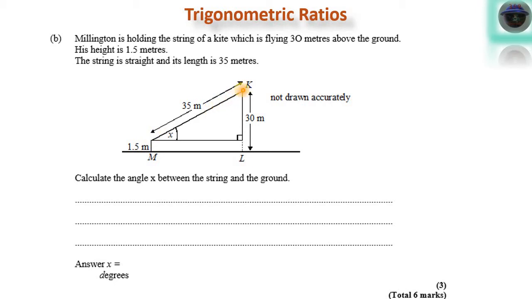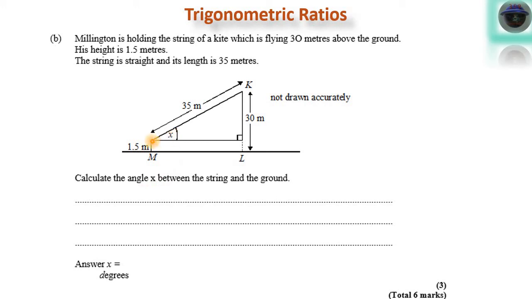So the kite at the end of the string here is 30 meters above the ground, as we can see indicated by this drawing here. So the kite is here and it's 30 meters above the ground, and this is the length of the string of the kite, and this is where Millington is actually holding the kite, and this is Millington here. This is his height.